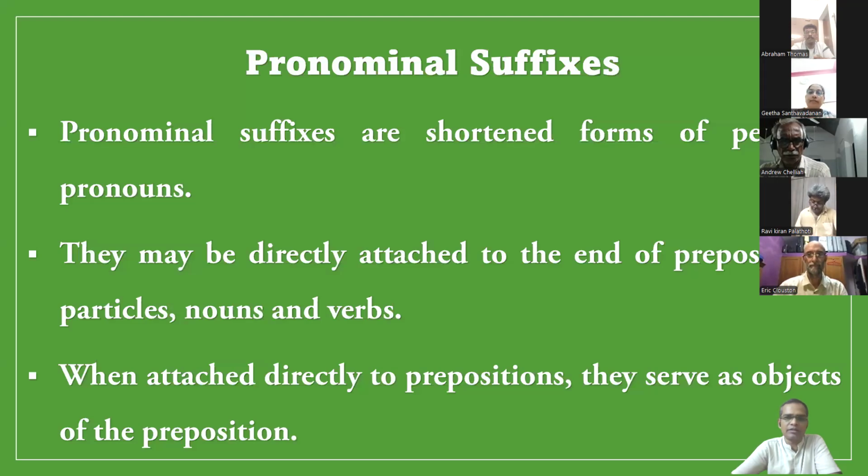Pronominal suffixes are actually shortened forms of personal pronouns, right? Already we have learned the independent personal pronouns, hope you remember that. So it is a shortened form of the personal pronoun. They may be directly attached to the end of prepositions, particles, nouns, and verbs. That means pronominal suffixes will appear with prepositions, particles, nouns or verbs. We haven't started learning verbs yet; after completing the pronominal suffixes, we will be moving on to the verbs either in the next class or the following class.